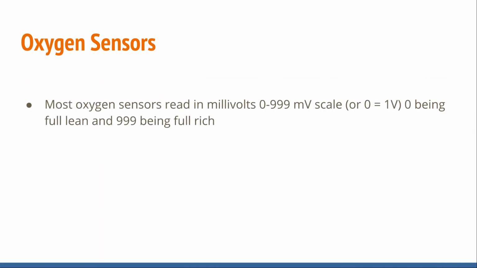All right, so most oxygen sensors read in millivolts. They read on a 0 to 999 millivolt scale. Basically, that's 0 to 1 volt, but we watch it in millivolts because it's really minute readings. On our scale between 0 and 999, 0 is full lean and 999 is full rich. So on your scanner, you can see what they're reading. 0 is going to be lean, 999 is going to be rich.